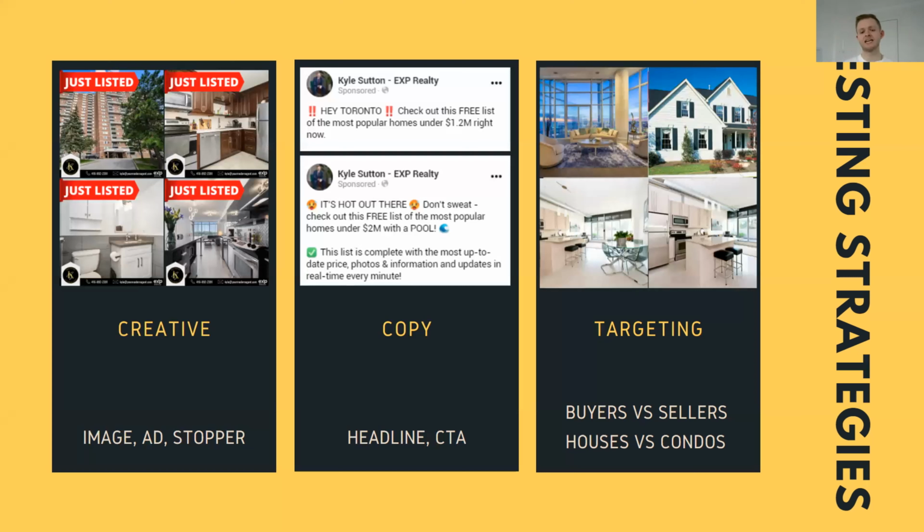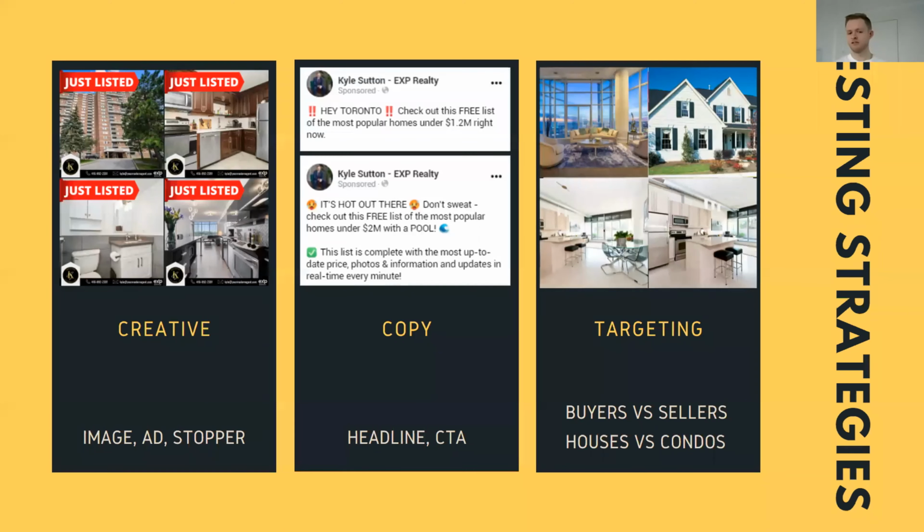Now, lastly is targeting. And what I mean by targeting is the audience that you're looking to attract. Now, whether that's buyers versus sellers versus investors versus renters versus commercial or whatever, there's different ways you can test. And under that, there's also even more things you can test once you find out which type of buyer you want or which type of seller you want. There's things like houses versus condos versus pre-construction and things like that. So you want to test different types of ads to find out what works best.